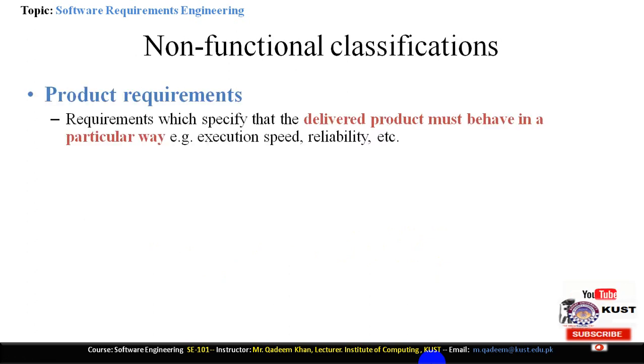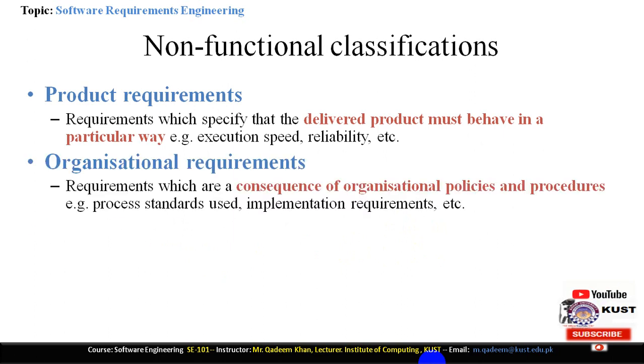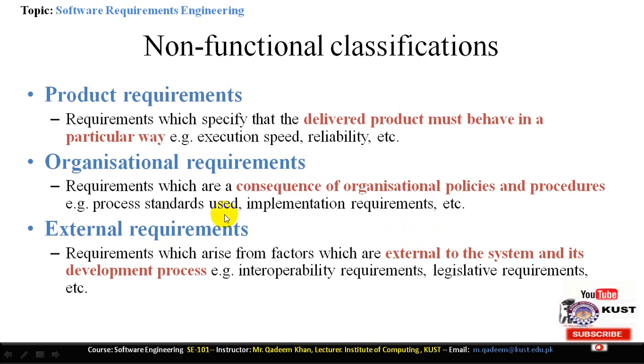Okay, now here we will discuss non-functional requirements in much detail. Students, there are three types of non-functional requirements. First one is called the product requirements. These are requirements which specify that the delivered product must behave in a particular way.